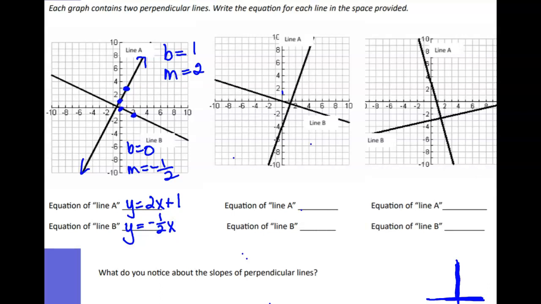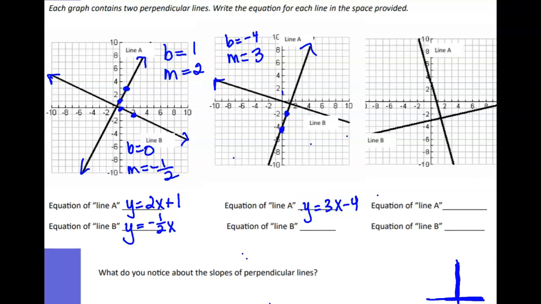We're going to move on to the second example. So for line A, let's see, our y-intercept. Let's start with this one right here, line A. Our b is going to be negative 4. And then our slope is going to be, let's see, we're going to go over to this point here. So we're going to go up 1, 2, 3 over 1. So our slope is 3. So the equation of that line is going to be y equals 3x minus 4.